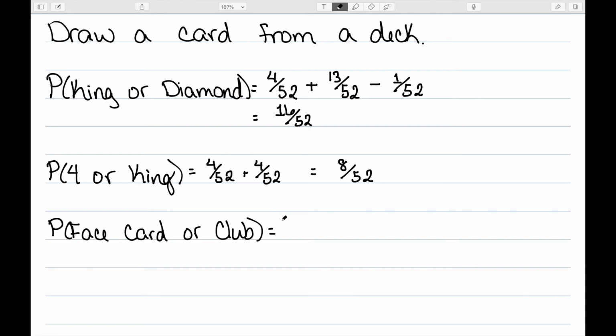Next, I want to look at the chance of drawing a face card or a club. There are 12 face cards in a deck. We have a jack, a queen, and a king, and 4 of each of those. There are 13 clubs in a deck. And then we need to subtract out the ones that they share. There is a jack, queen, and a king of clubs, so they share 3 out of 52. So once we add these up, we would have 22 out of 52.